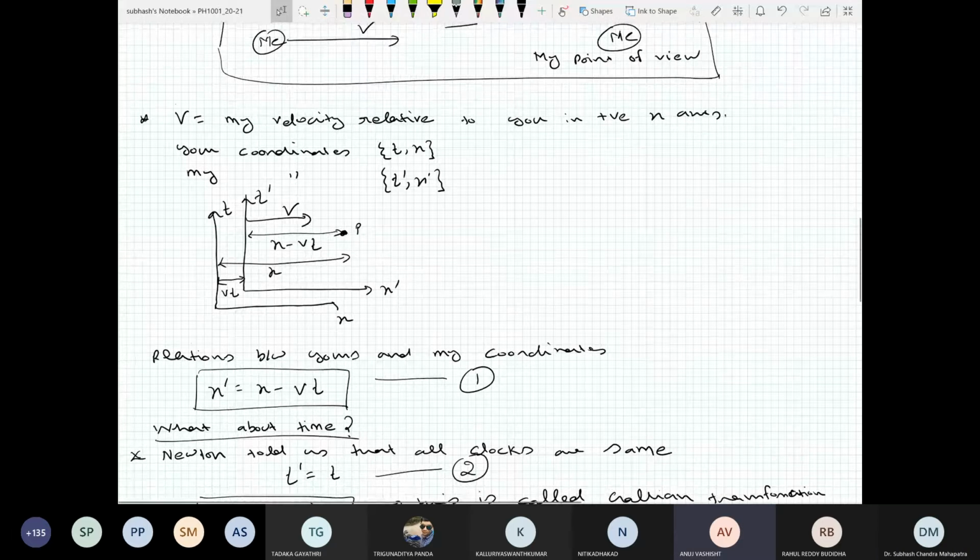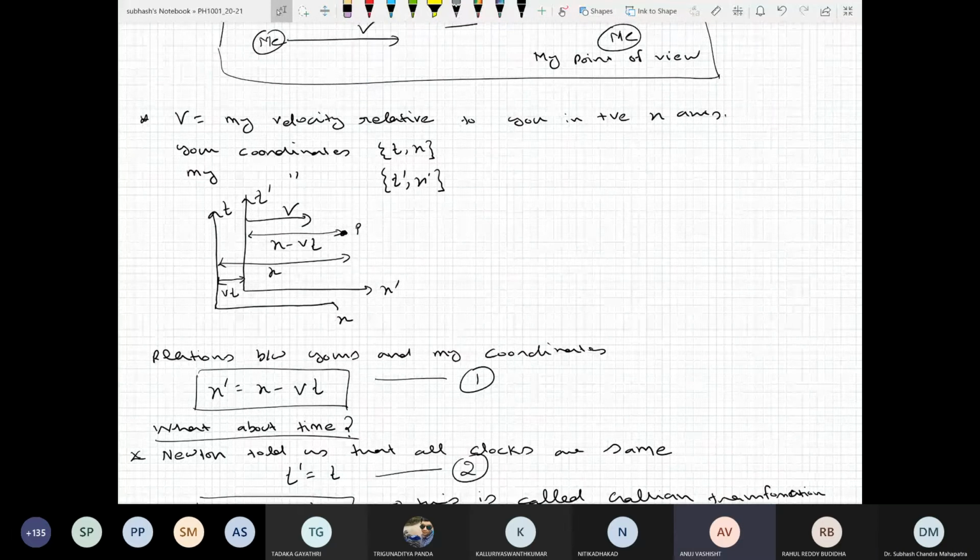Sir, can you clear the basics: we are at rest and the other person, our friend, is moving with velocity v, right? Yes, fine. So the question is, there is a point. Let's say there is a point. This point exists. This event exists.